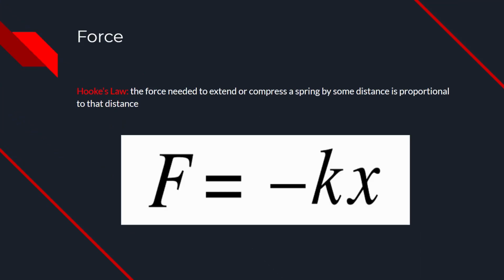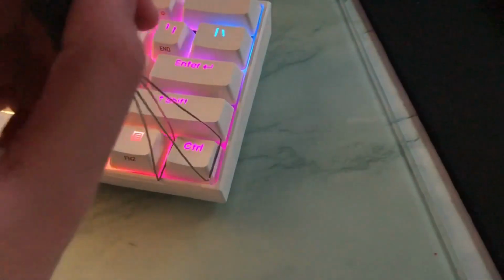So first we'll talk about force. To understand force, you need to know Hooke's law, which states the force needed to extend or compress a spring by some distance is proportional to that distance. So in this equation, the force is equal to the negative spring constant multiplied by x, or the distance. So how does this relate to gaming?